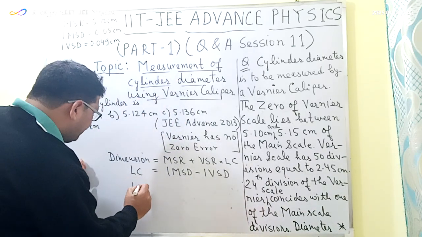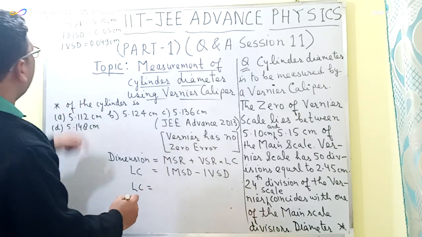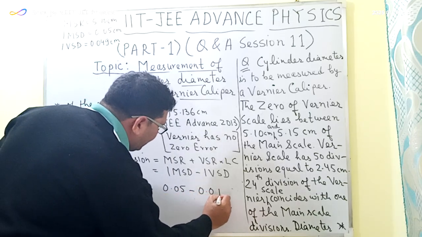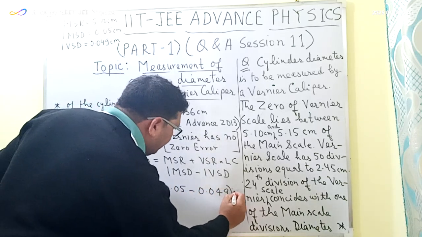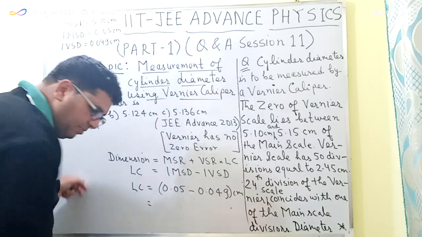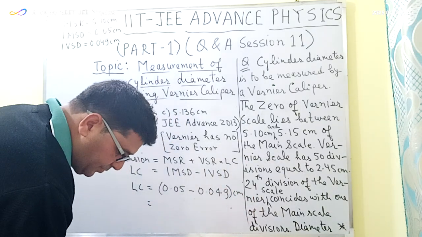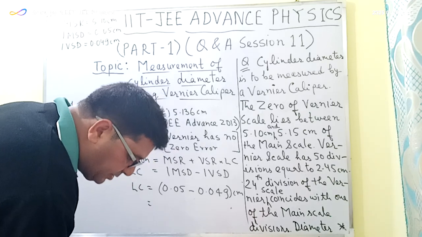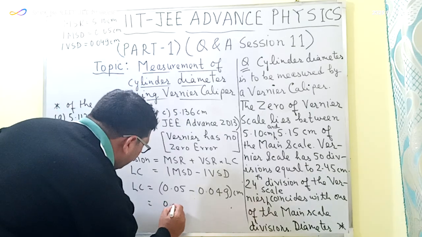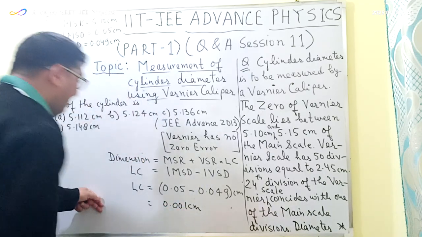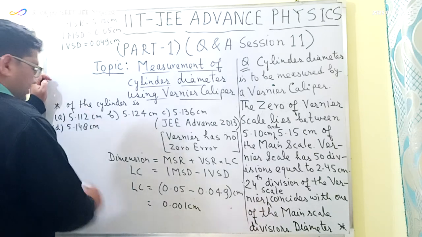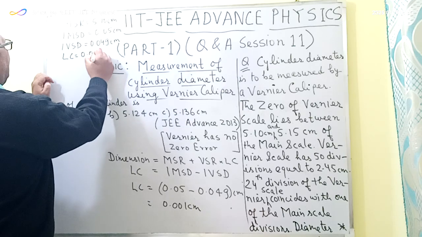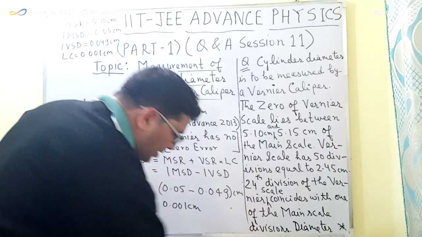Now, the least count of this instrument will be equal to one main scale division, which is 0.05, minus 0.049 centimeter. So this will be equal to 0.05 minus 0.049 centimeter, which is equal to 0.001 centimeter. So the least count has also been calculated, which is equal to 0.001 centimeter.